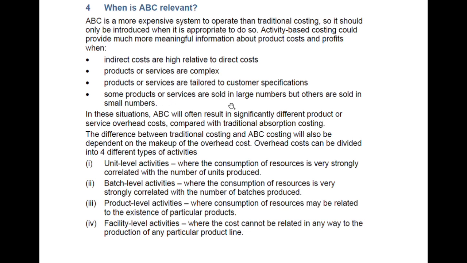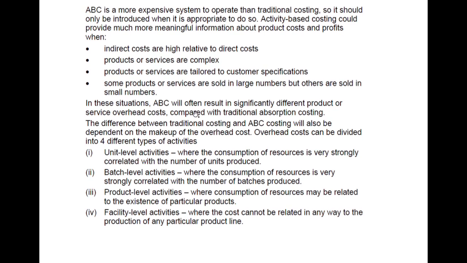Some products or services are sold in large numbers, but others are sold in small numbers. So again, there's a wide range, there's complexity, there's customer specification. All these criteria fall under ABC. In this situation, ABC will often result in significantly different product or service overhead costs compared to traditional absorption costing. The difference between traditional costing and ABC will also depend on the makeup of the overhead cost.